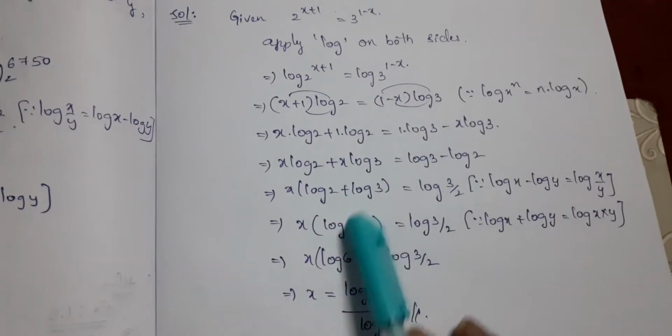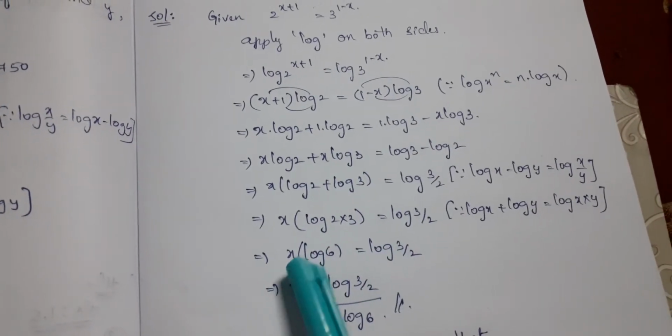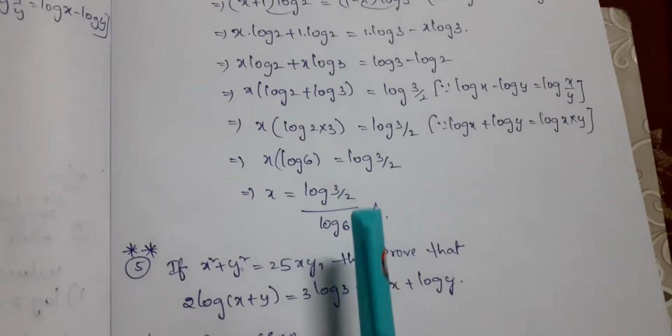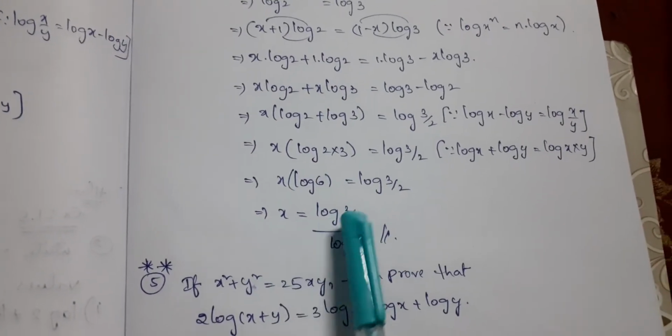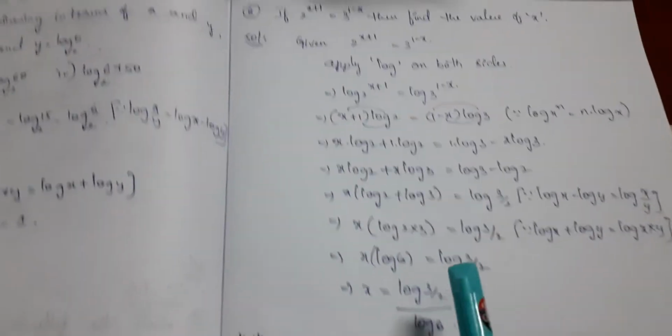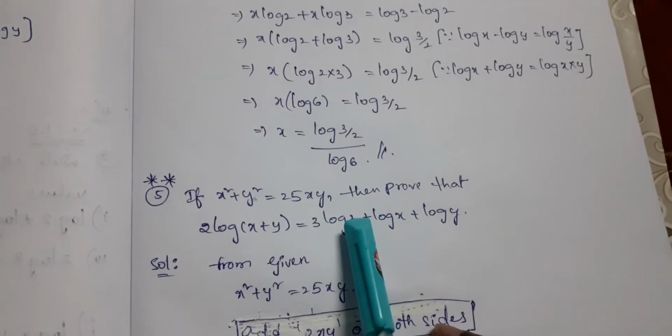So log 2 into 3, log 6 is equal to log 3 by 2. After that, to find x I need to transpose this log. Here it is multiplication, by transposition it becomes division. So x is equal to log 3 by 2 divided by log 6. Up to here this question is important, and the next question is also very important for 4 marks.